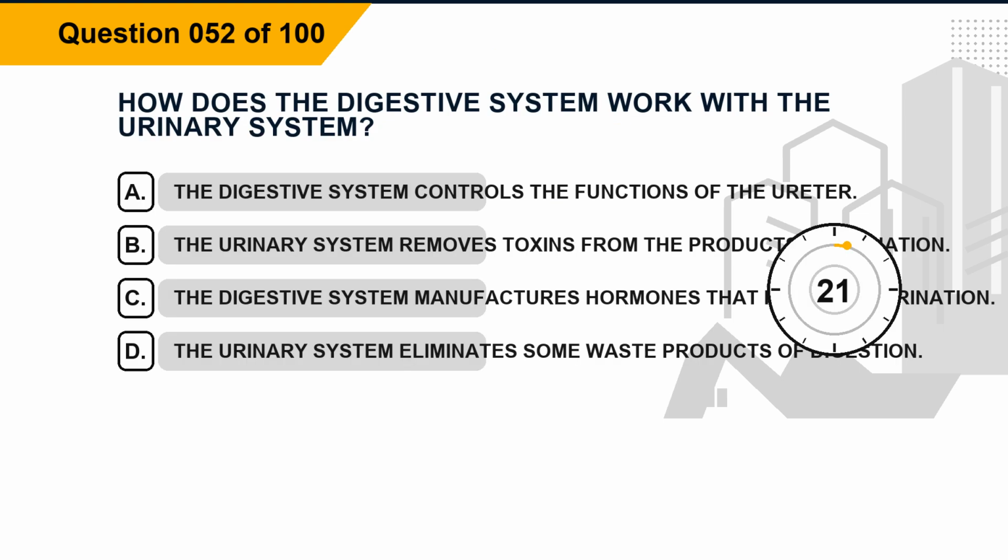Question 52. How does the digestive system work with the urinary system? Option A. The digestive system controls the functions of the ureter. Option B. The urinary system removes toxins from the products of urination. Option C. The digestive system manufactures hormones that influence urination. Option D. The urinary system eliminates some waste products of digestion.